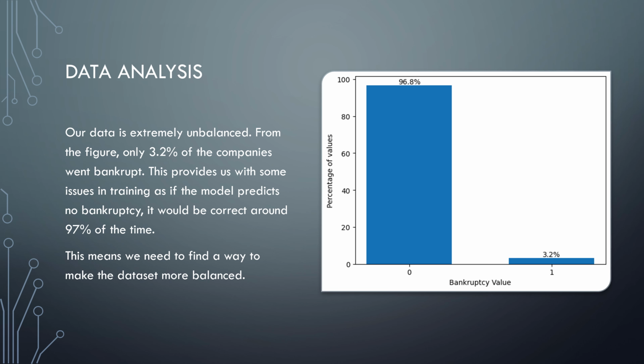Our dataset is extremely unbalanced. From the figure you can see only 3.2% of the companies went bankrupt, which is how real world data would work, because not every company will go bankrupt. This provided us with some issues in training, because if the model predicts no bankruptcies whatsoever, it would be correct 96.8% of the time. This means we need to find a way to make the dataset more balanced for training purposes.